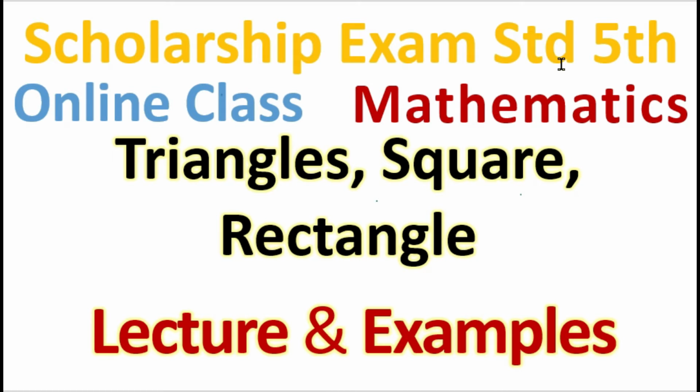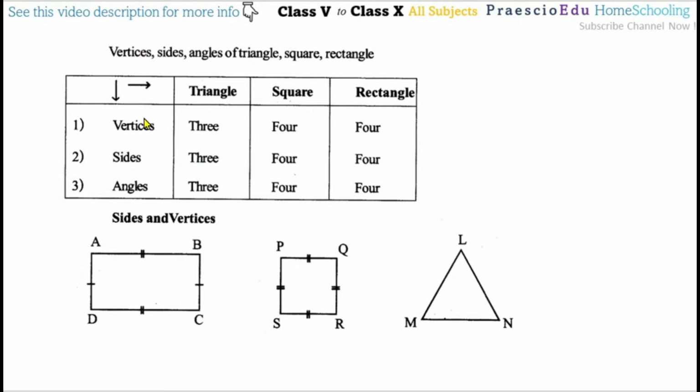This is scholarship exam standard 5th online class, subject mathematics, and the topic is triangles, squares and rectangles. So we are going to see the definitions of all these: vertices, sides, angles in triangles, squares and rectangles. So this we will first see, means vertices of triangles, vertices of squares, vertices of rectangles.